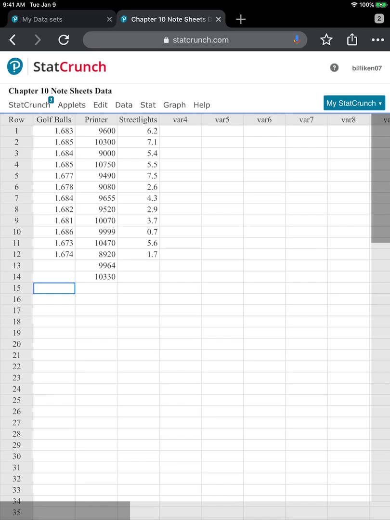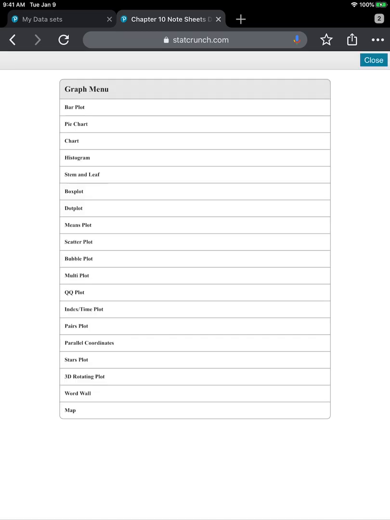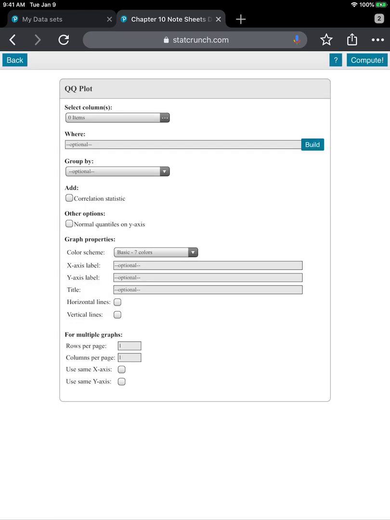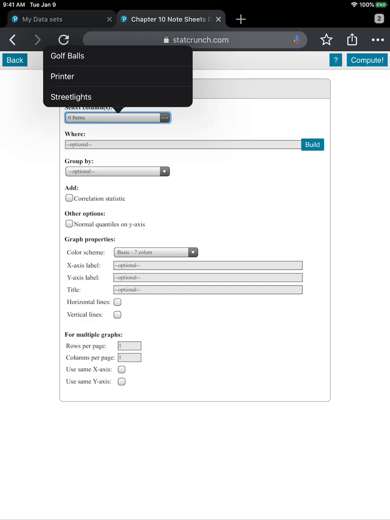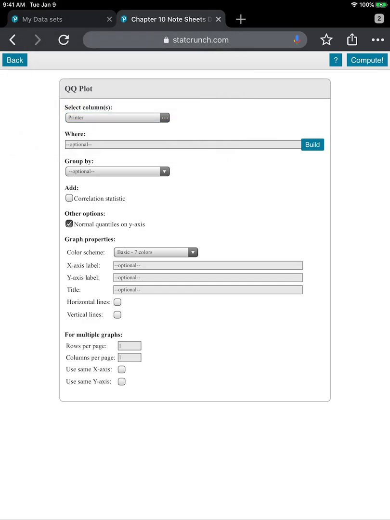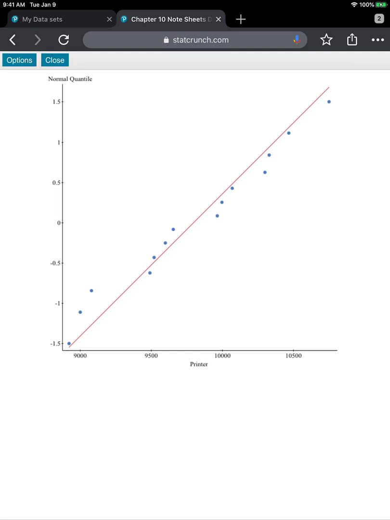The first thing I have to do is make sure I can do a hypothesis test. So I want to do a QQ plot for normality. So I'm going to graph, QQ plot, and I'm going to choose to do it for printer. And I'm going to choose the normal quantiles on the y-axis. If we do that, you can see that that's pretty close to straight, pretty close to linear. So that's good. So that part works.